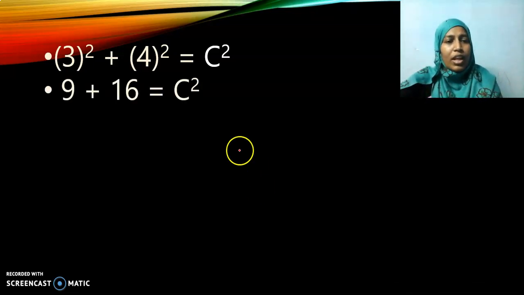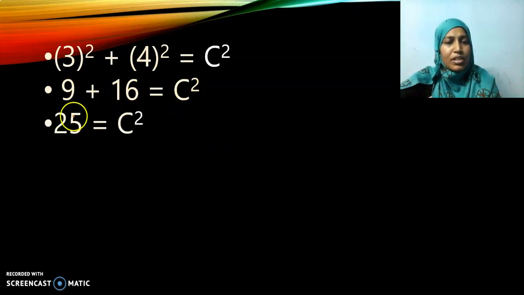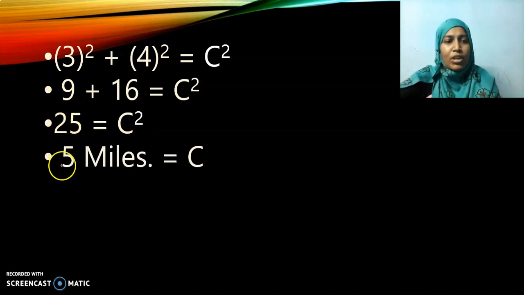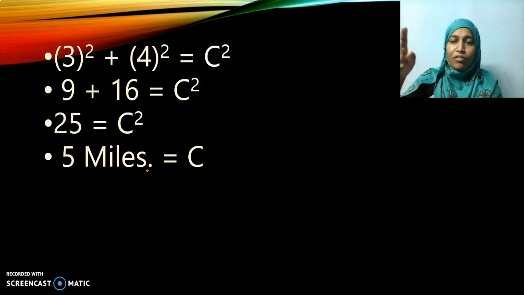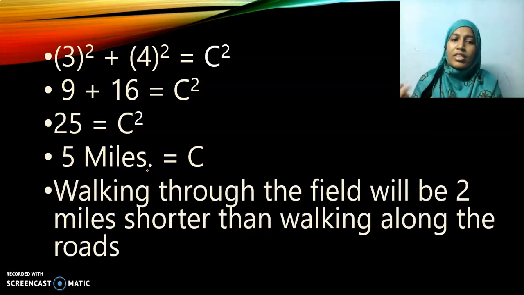Okay. 9 plus 16, 4 fours are 16, is equal to C squared. 9 plus 16 is 25, C squared is equal to 25. So this is a perfect square number because this is nothing but 5 into 5. So what is C? C is equal to 5 miles. So he is going to walk only 5 miles instead of walking 7 miles. If he chooses the roadway, he has to walk 7 miles. So how much variation is there? Yes, it is 2 miles. Walking through the fields will be 2 miles shorter than walking along the roads.